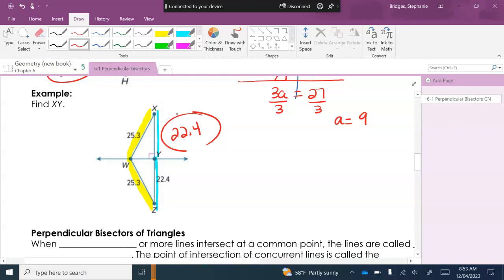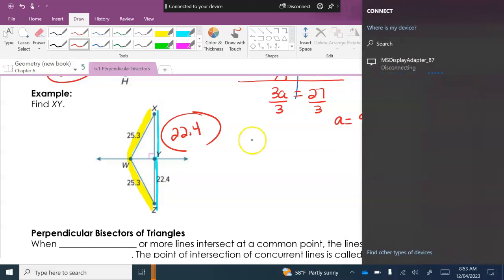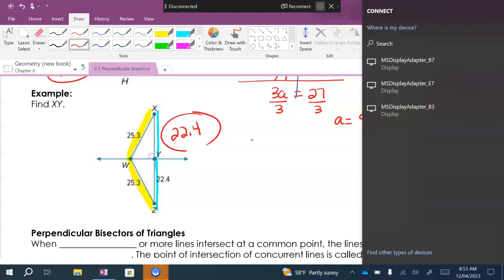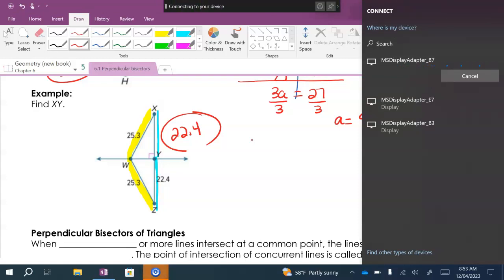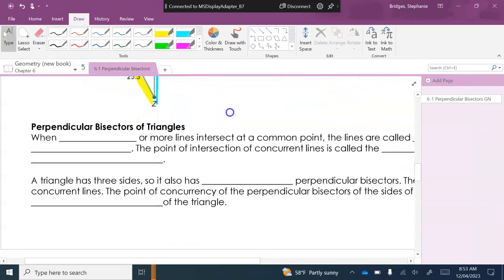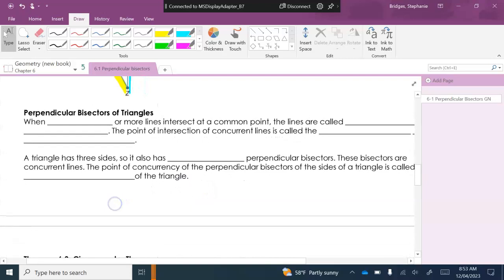Okay, so now we're getting into a part of this. We're going to be talking about several different segments, like perpendicular bisectors, medians, altitudes, and angle bisectors. They all have points of what we call concurrency, which we'll explain in just a second. You're going to have to remember which one goes with what. So what we're going to be talking about is these perpendicular bisectors of triangles. We're going to start talking about these points of concurrency.